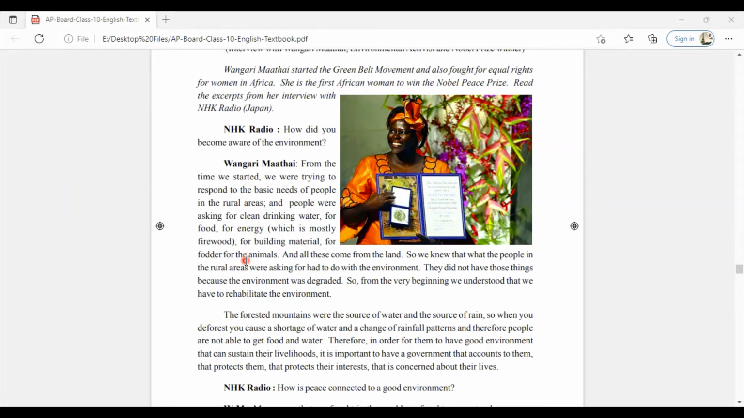So now NHK Radio asked a simple question. How did you become aware of this particular environment? Why did you think about it? She said, from the very beginning when I started, I understood that I have to rehabilitate. Rehabilitate means to restore the environment, as the rural people were asking for drinking water, food and energy, and also for building material and fodder for the farm animals. She thought that peace is connected.